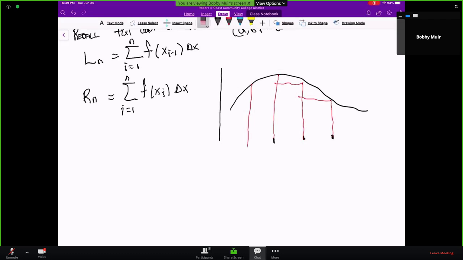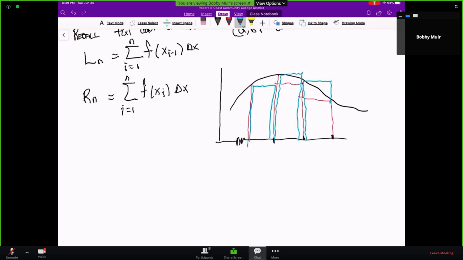I had it on erase. It went, and then I did that, right? Okay. So using the left-hand endpoint, we would be doing this: up, over, and down. Then this one, we would go up, over, and down. And then this one, we would go up, over, and down.